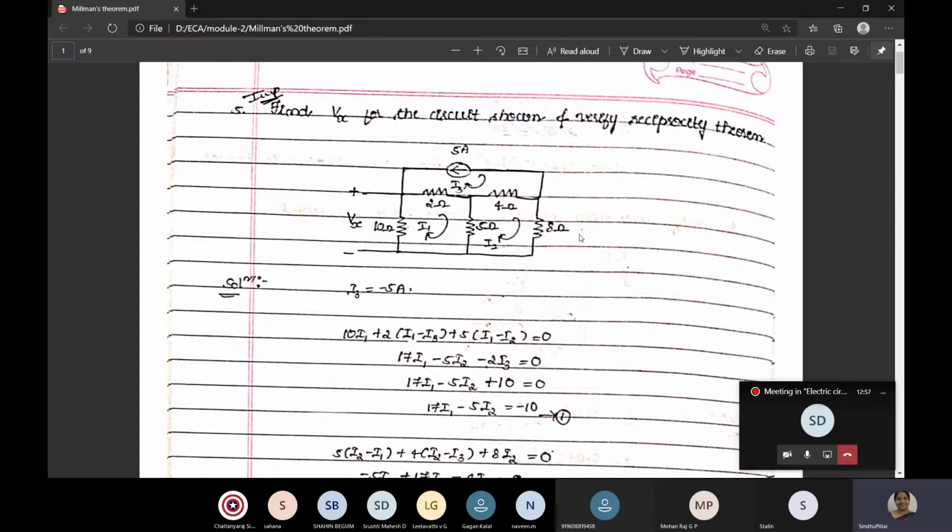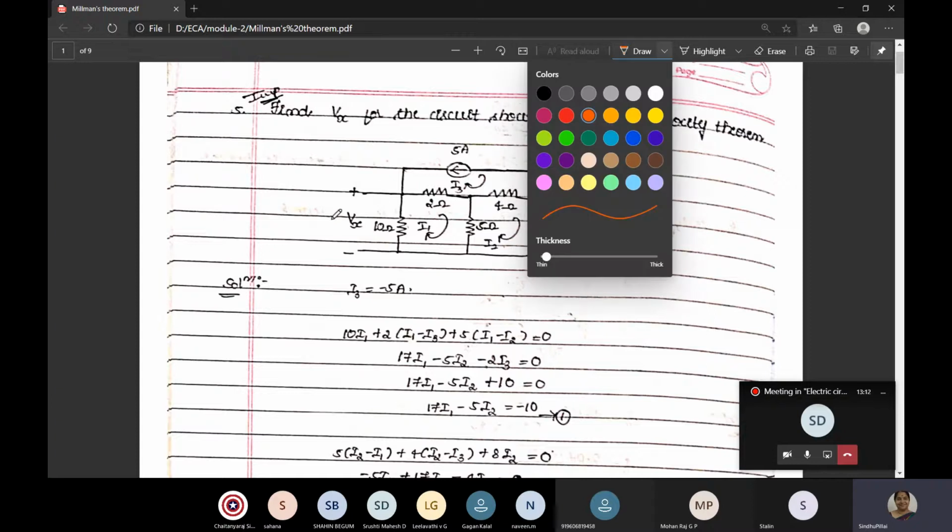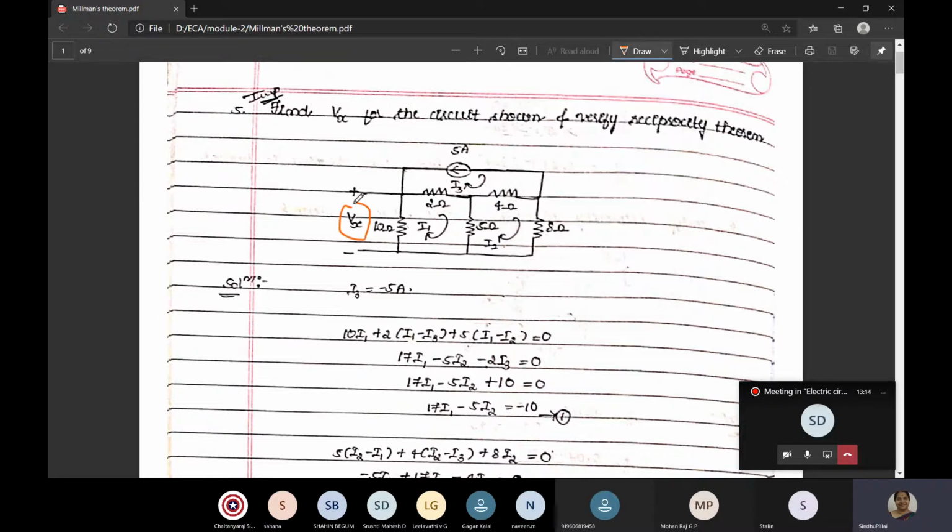Excitation can be a voltage source or a current source, and its response can also be a voltage or a current. So they have given a network here. Find Vx for the circuit shown and verify the reciprocity theorem. Vx is shown here. We have to find out Vx and verify the reciprocity theorem.